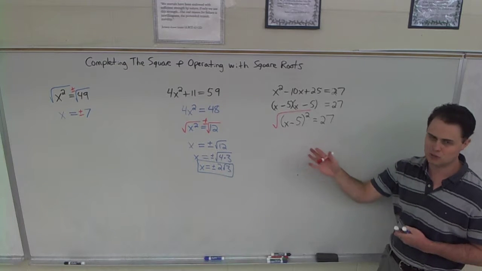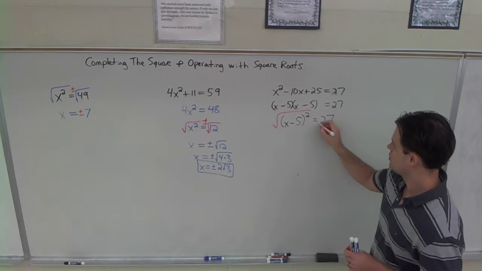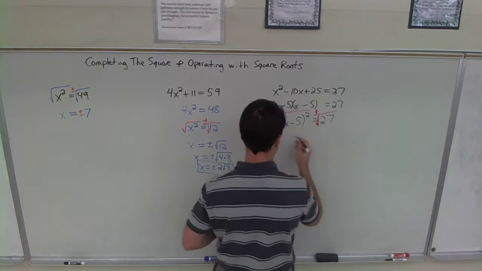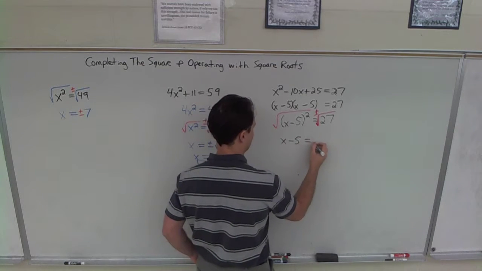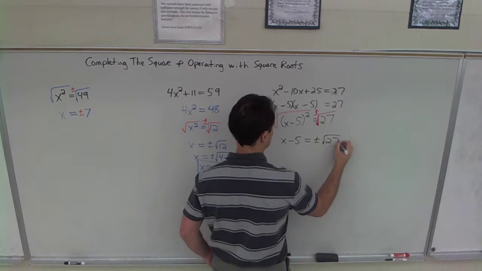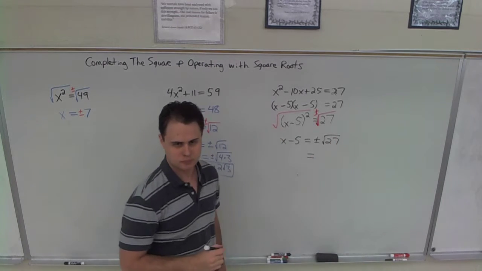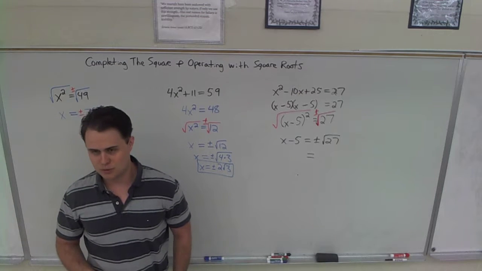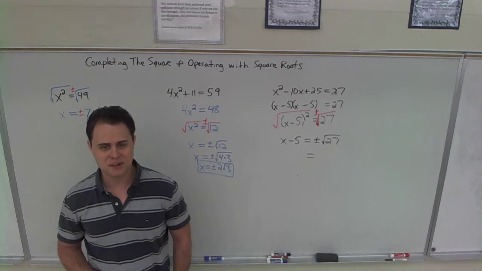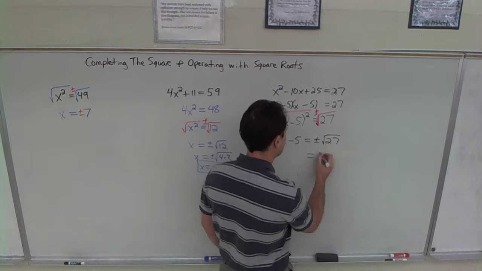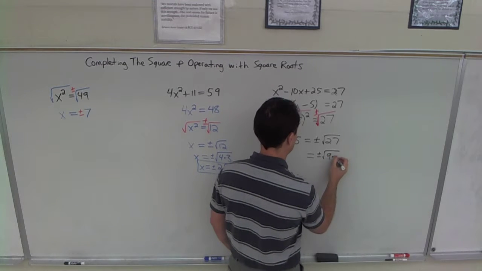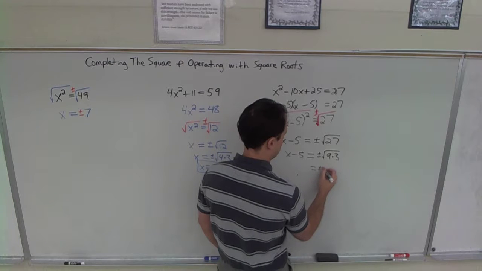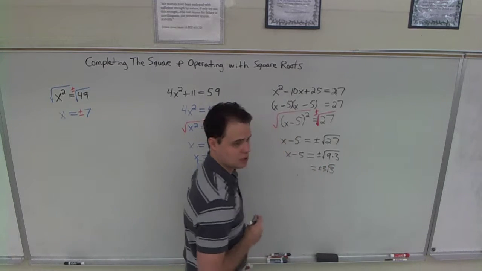Okay, so going back to this. This we can square root. So now we've got x minus 5 plus or minus the square root of 27. 27 simplifies. Remember, sometimes they don't. This one does. 3 and 9. 9's a square number. So that's 3 square root of 3.